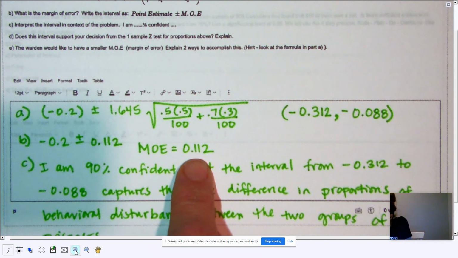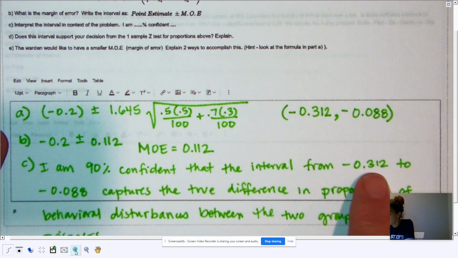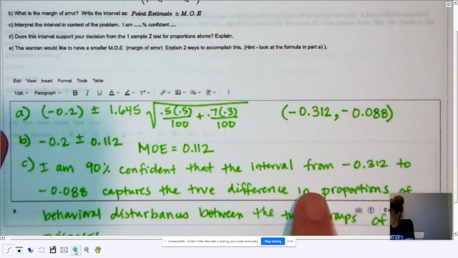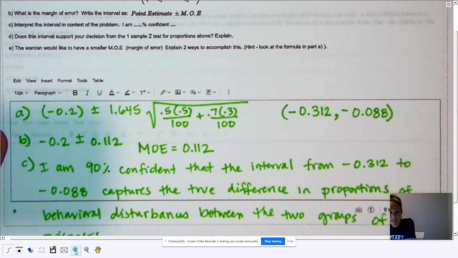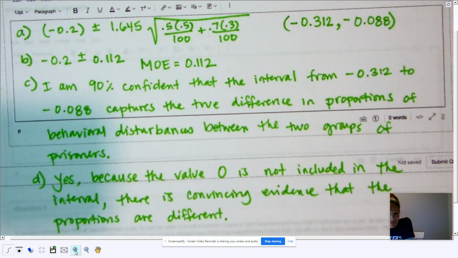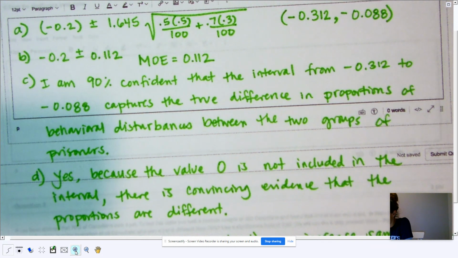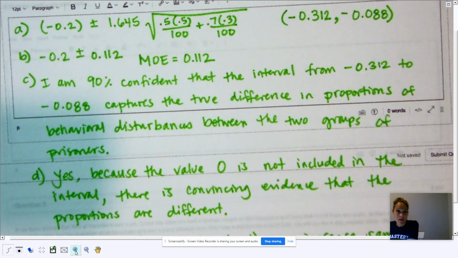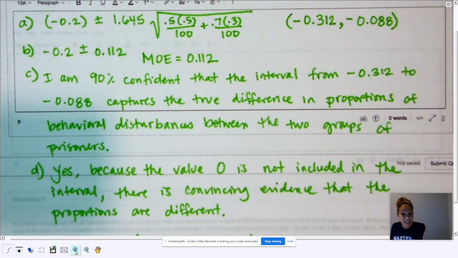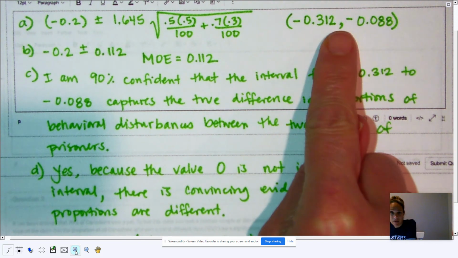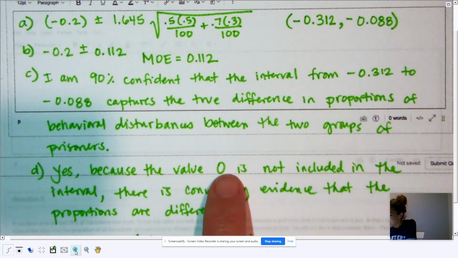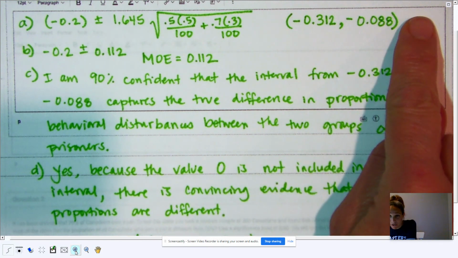And then question C was interpret the interval in the context of the problem. So I'm 90% confident that the interval from here to here captures the true difference in proportions of behavioral disturbances between the 2 groups of prisoners. So the question D says, this is a long problem. Question D says, does this interval support your decision from the 1 sample z-test? Remember, in our decision, we said there is convincing evidence that there's a difference there. And so does this interval confirm that? Yes, because the value 0 is not included, right?